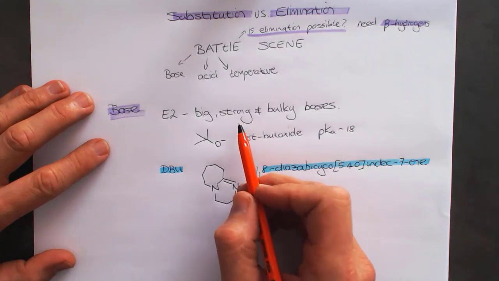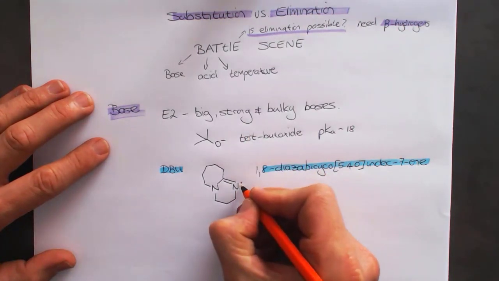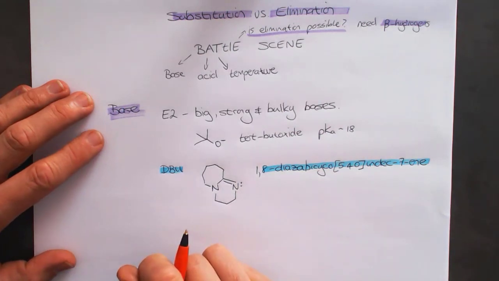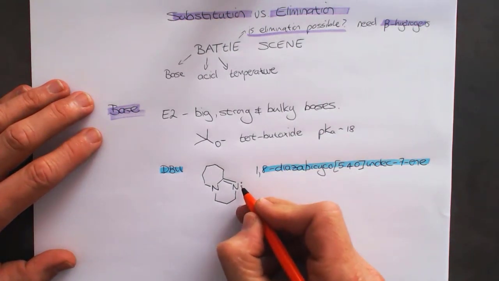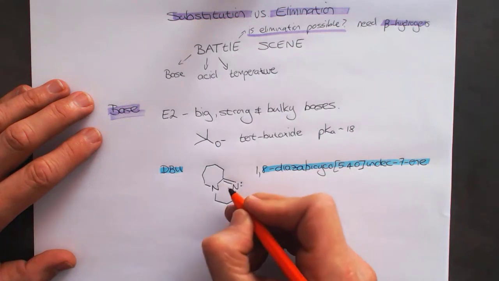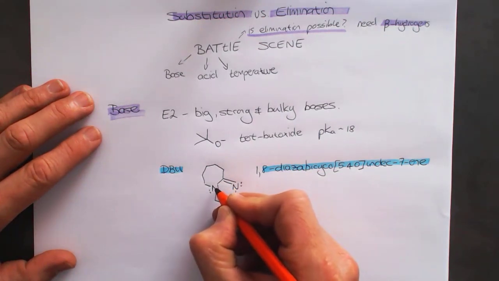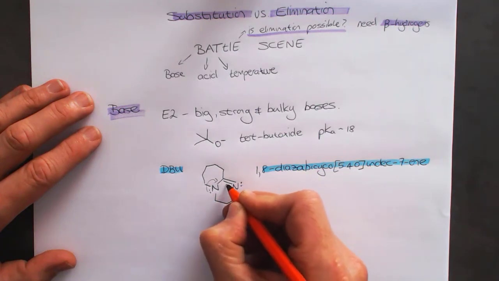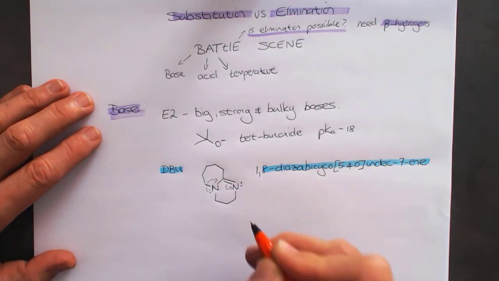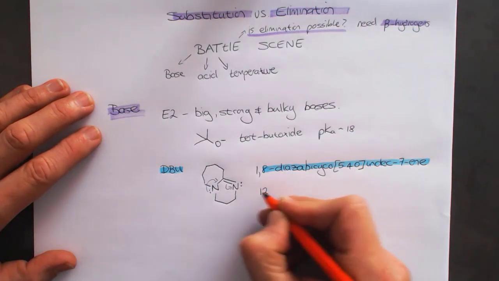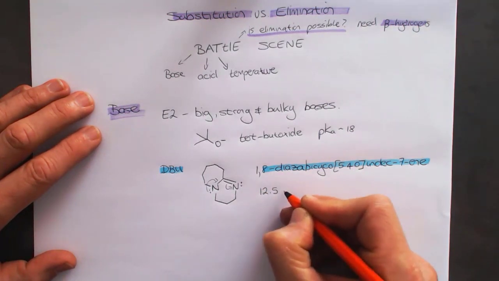It's actually not that strong because as a base, it's using the nitrogen lone pair, which is very much like a pyridine lone pair. But because we've got another lone pair on this nitrogen and they're connected through resonance, this can delocalize in, can delocalize out like that. The pKa of this is a little bit higher when it's protonated, sitting around about 12.5.